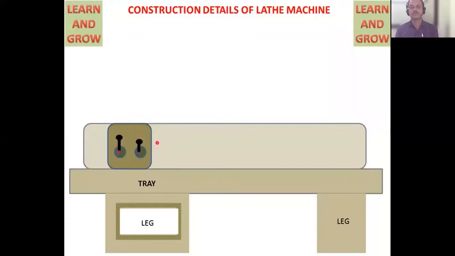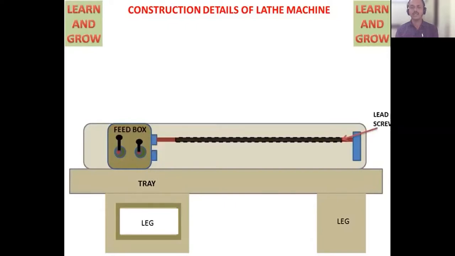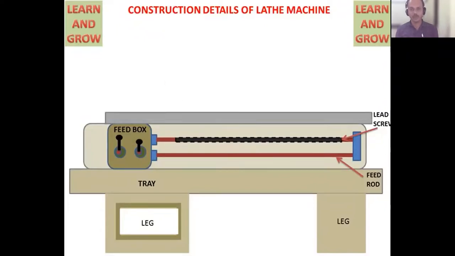So here we have the feed box, and two rods are provided, the lead screw and the feed rod. These two rods support the carriage, and along with this feed rod and lead screw, the carriage can move towards the left and towards the right. The lead screw is mainly used for guiding the carriage, and it is also applicable at the time of threading operation.